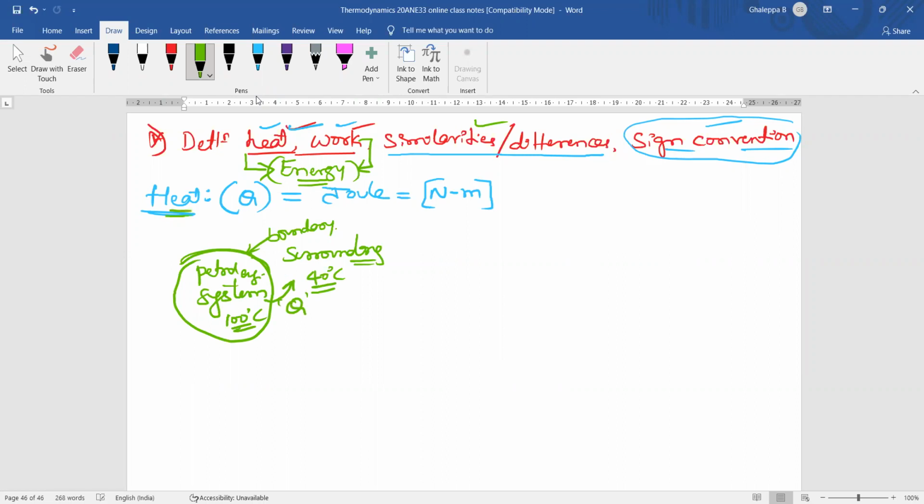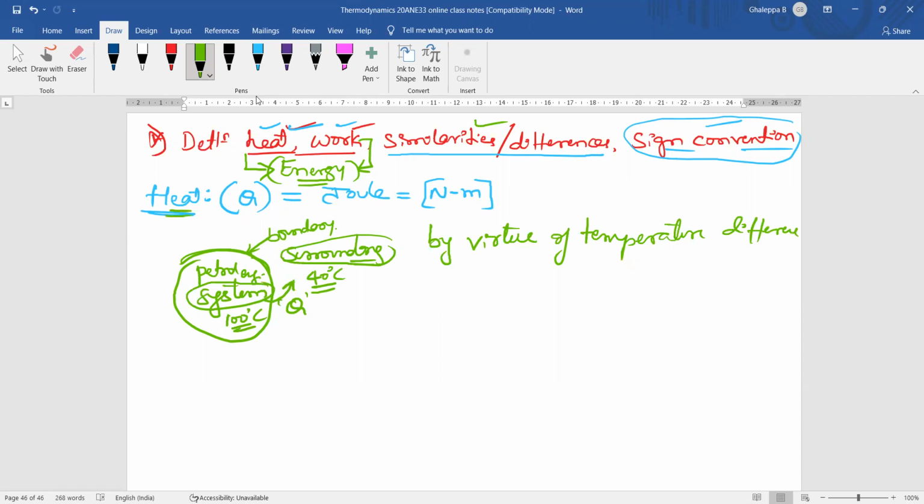So what is the definition of heat? Heat is a form of energy which is transferred or exchanged between system and the surrounding by virtue of temperature difference.